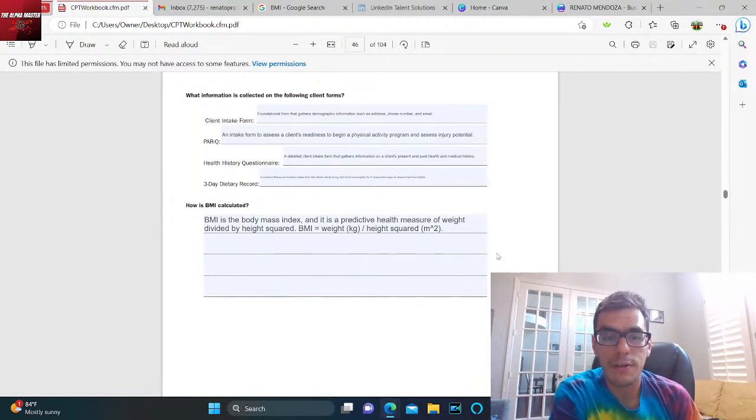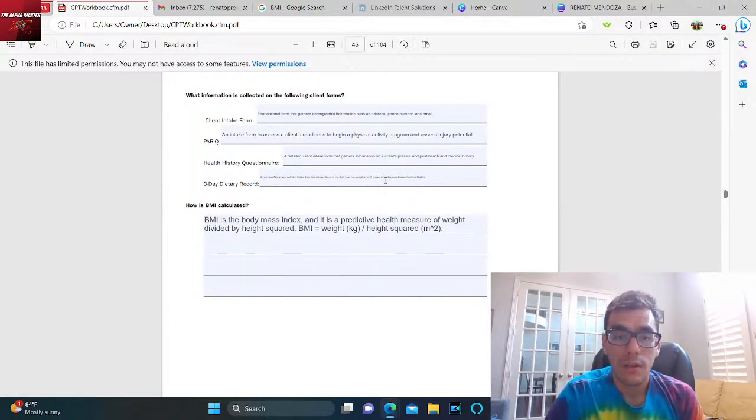And finally, the 3-day dietary record is a common fitness and nutrition intake form that allows a client to log their food consumption for 3 consecutive days to observe their food habits.